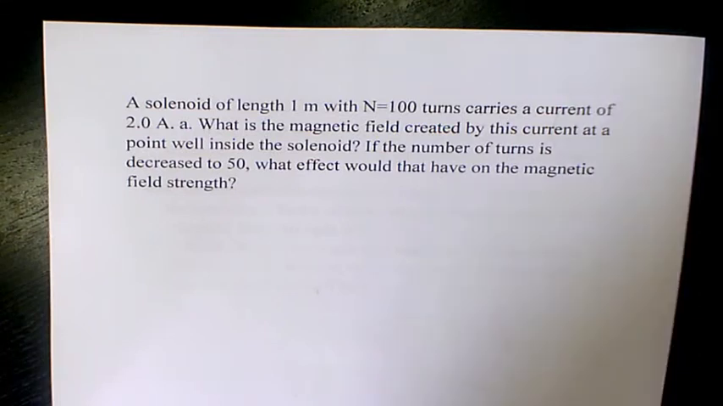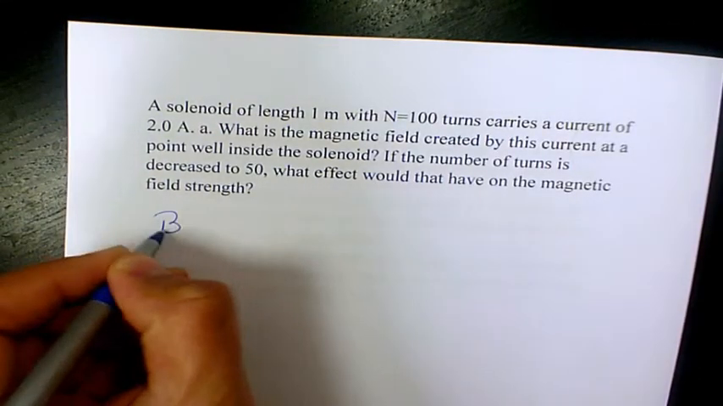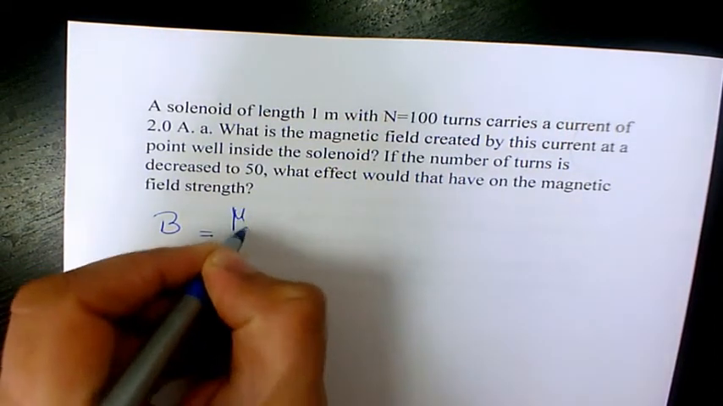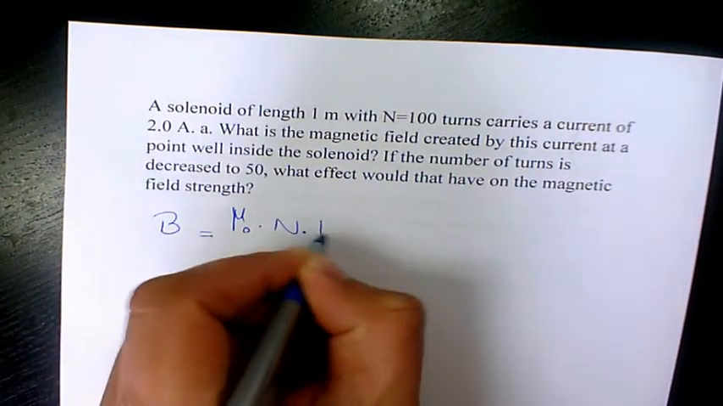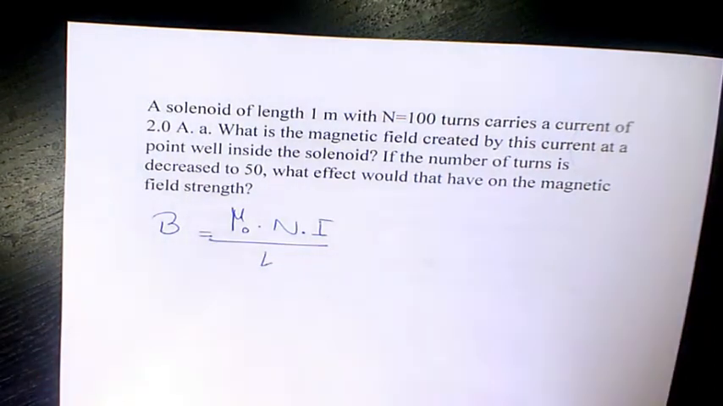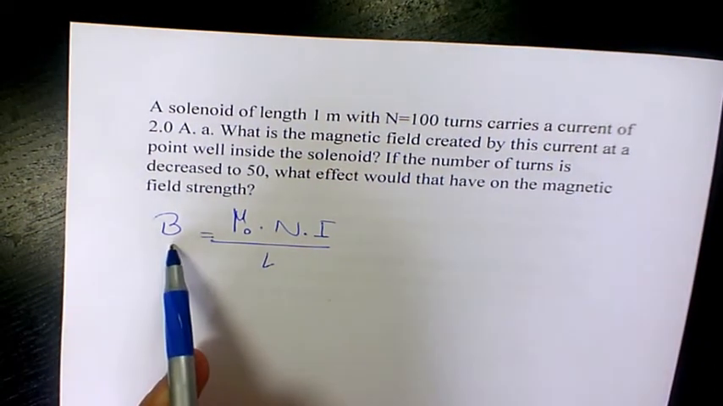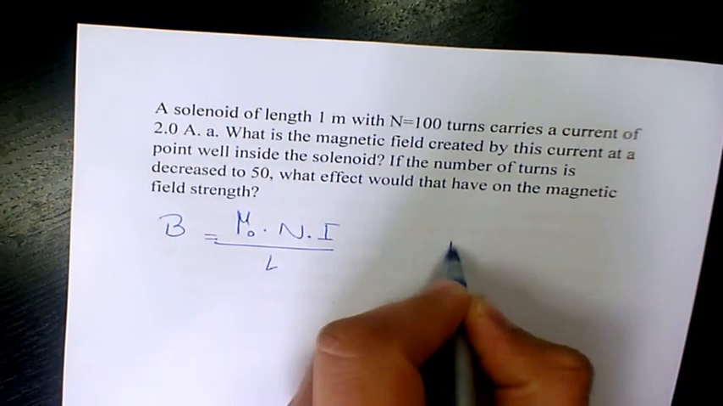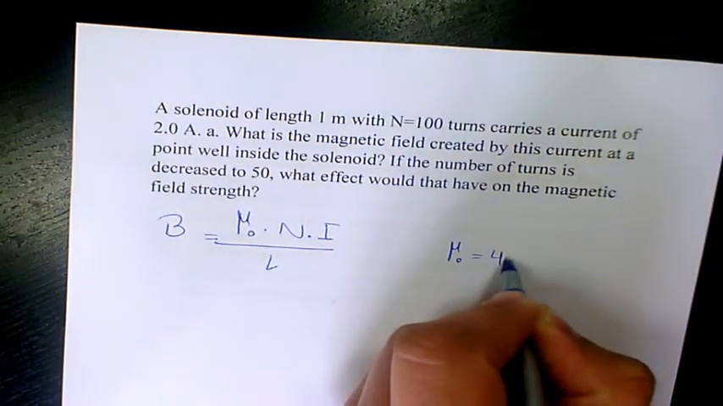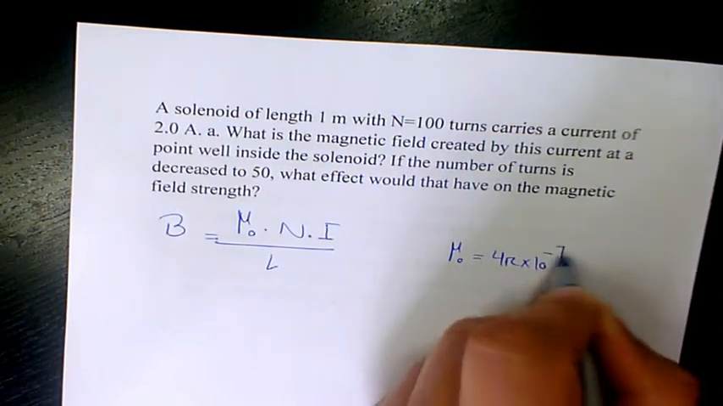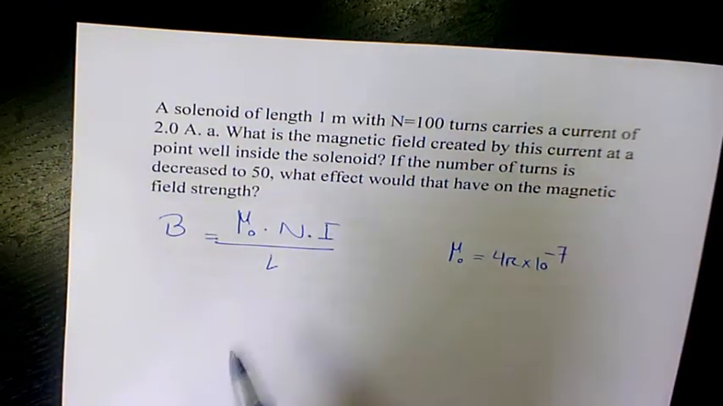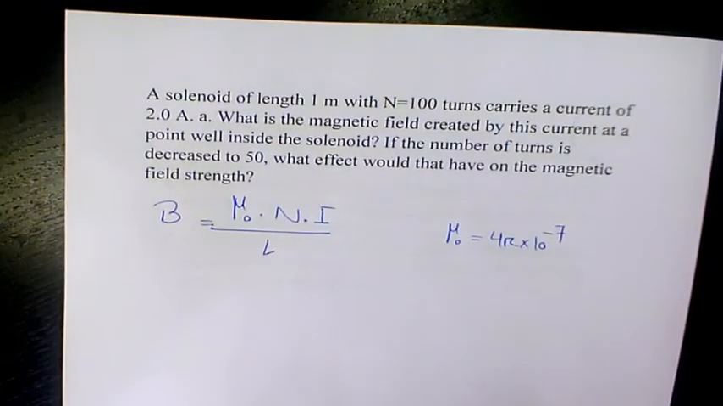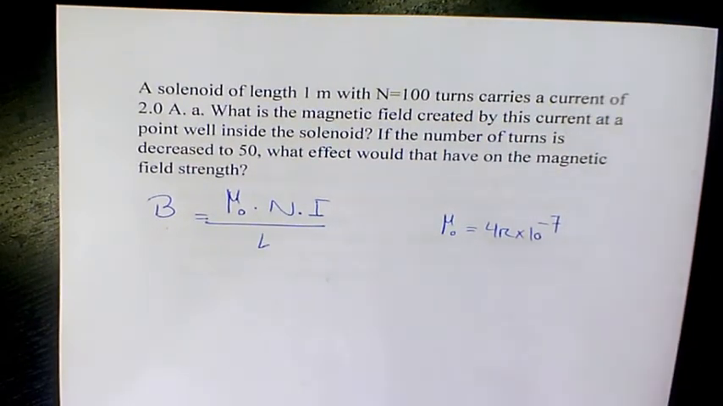In order to find it, we need to use the formula B equals mu naught times N times I divided by L. B is the magnetic field strength in terms of Tesla. Mu naught is 4 pi times 10 to the power of negative 7. That's the constant. N is the number of turns, capital N. I is electric current in terms of amps. And L is the length of the solenoid.